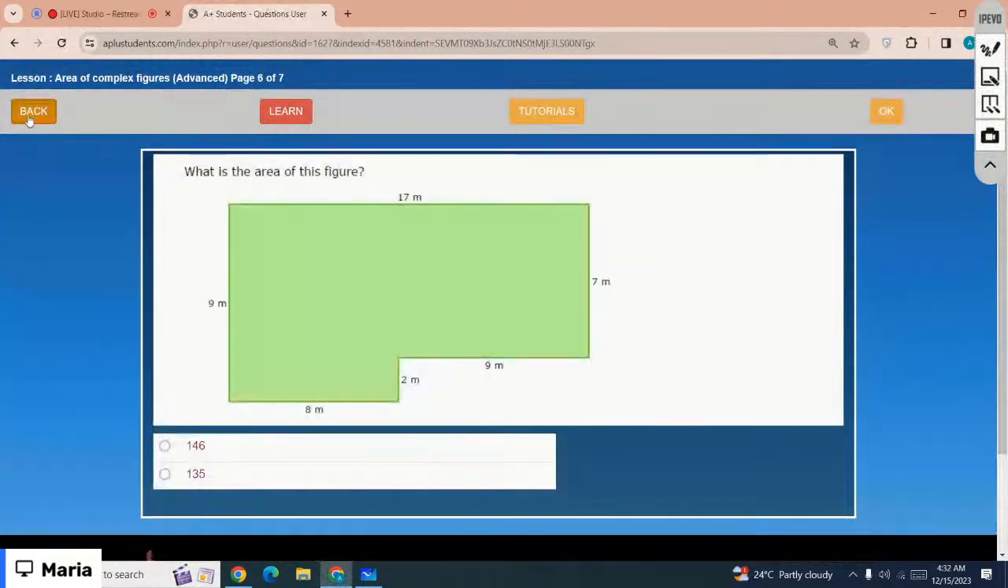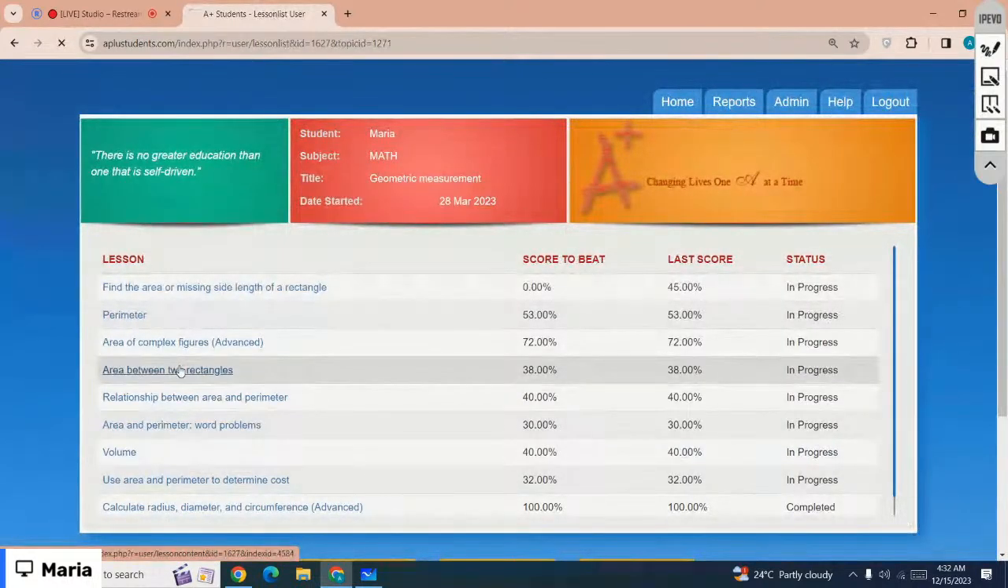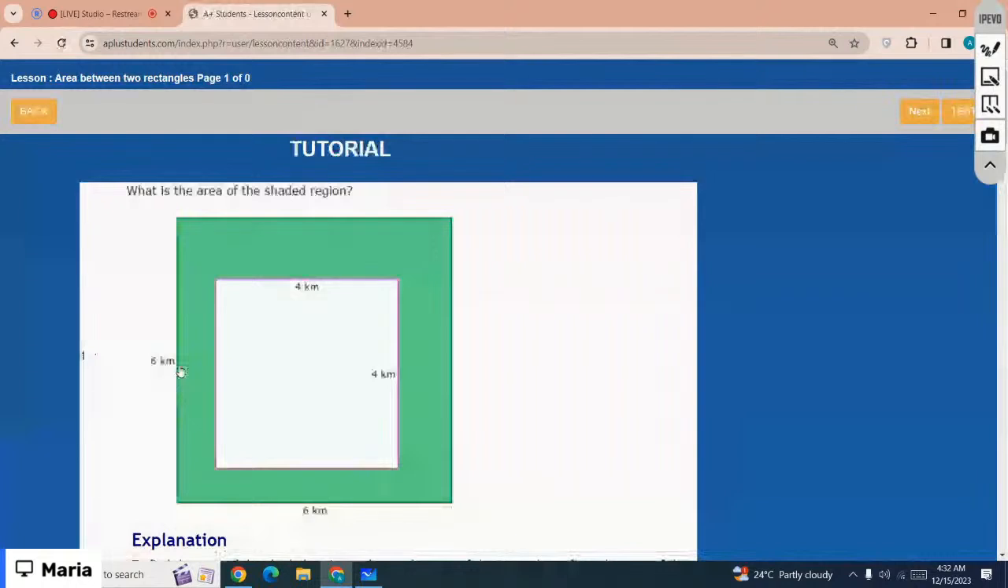Okay, the next lesson is area between two rectangles. Let's just start with the lesson. What is the area of the shaded region? You are given two rectangles, one inside the other, right? You need to calculate the area of the shaded region only, not the white area.